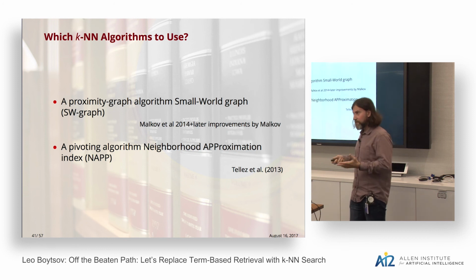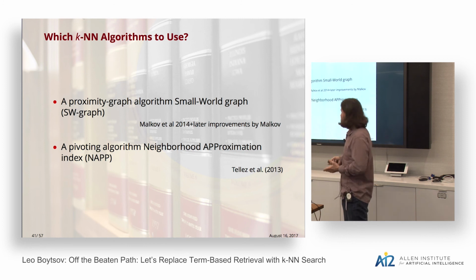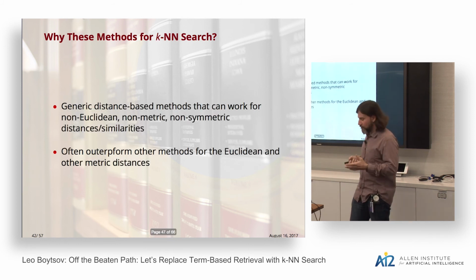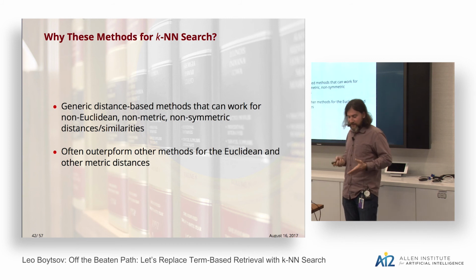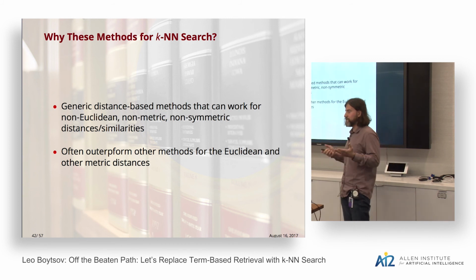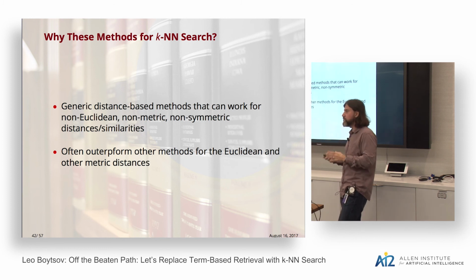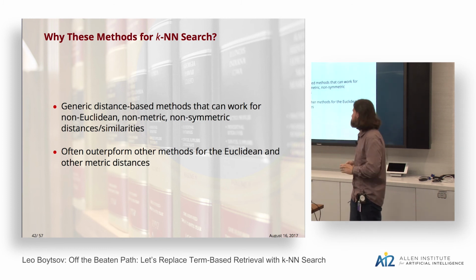LSH? No, I'm using very obscure algorithms. One is called proximity graph, SW graph, which stands for small world graph. It's a graph-based search algorithm. And the second one is a pivoting algorithm called neighborhood approximation index, NAPP. So why would I use these algorithms? There are two simple reasons for this. First of all, this is a simple distance-based method that works for non-Euclidean, non-metric, and sometimes for non-symmetric distances. Well, coming back to your question, how generic it can be: pretty generic, more generic than some other approaches.